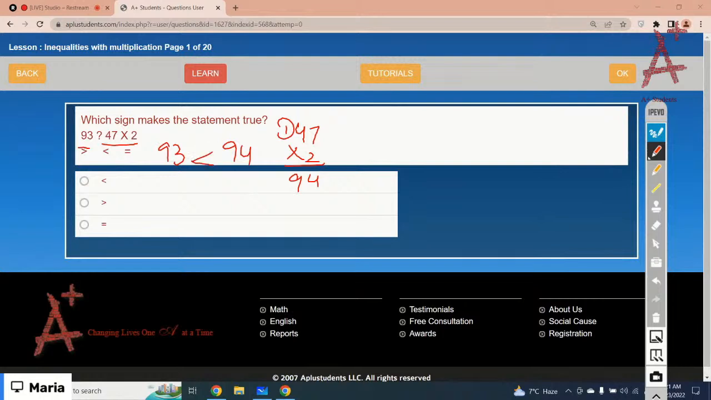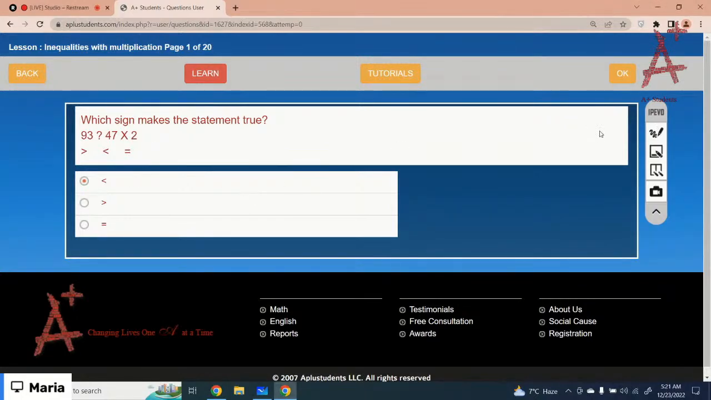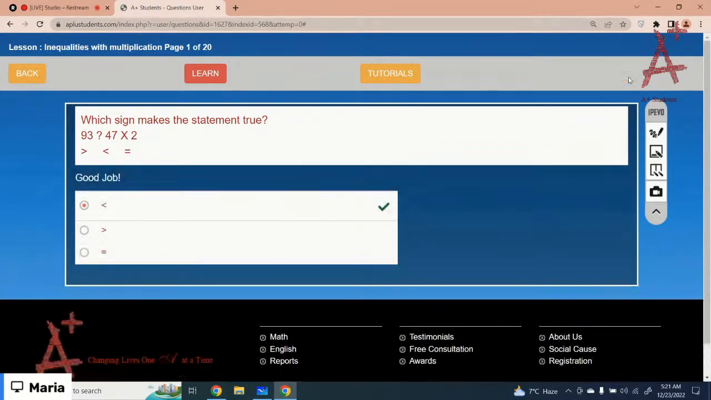93 is less than 94. Got it? So the correct option is less than. The first option is the correct one. Just select the correct option, then click on the OK button.